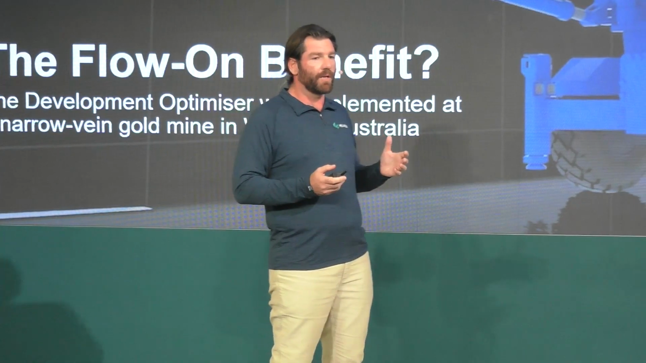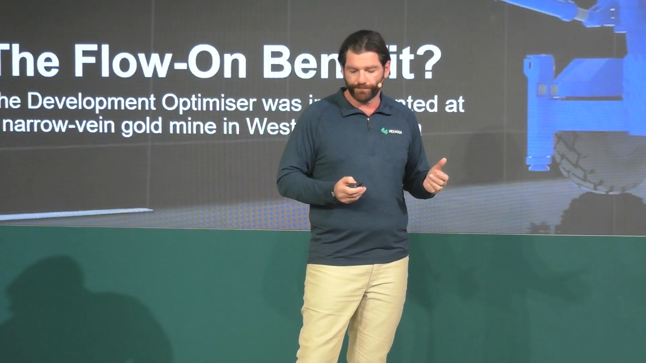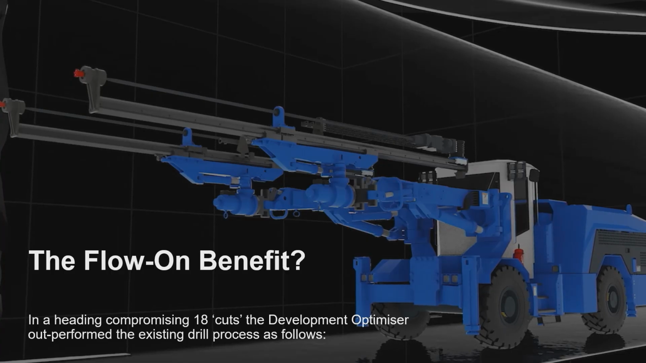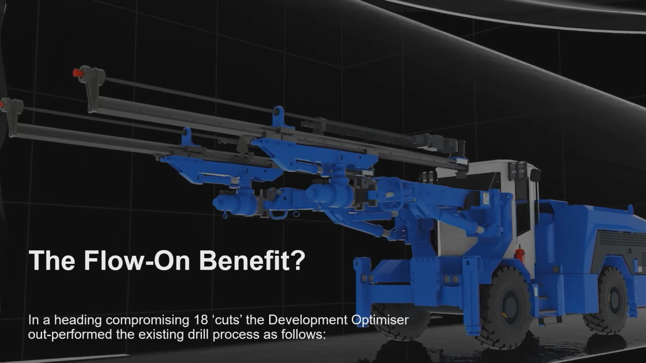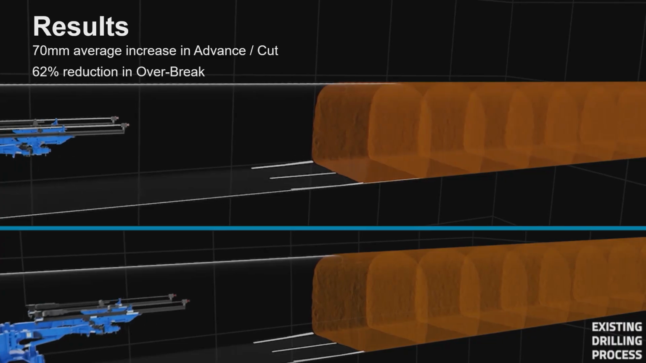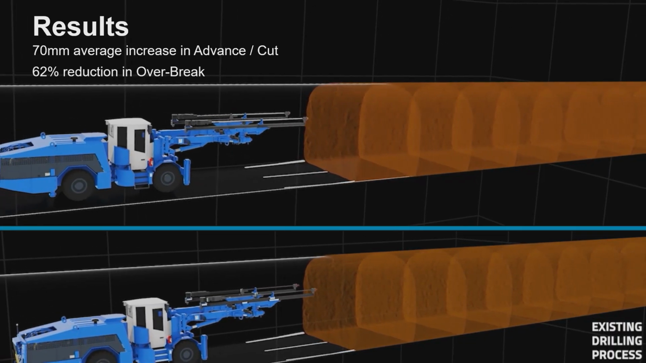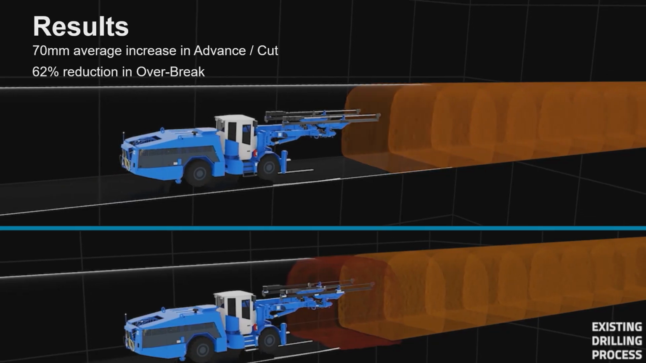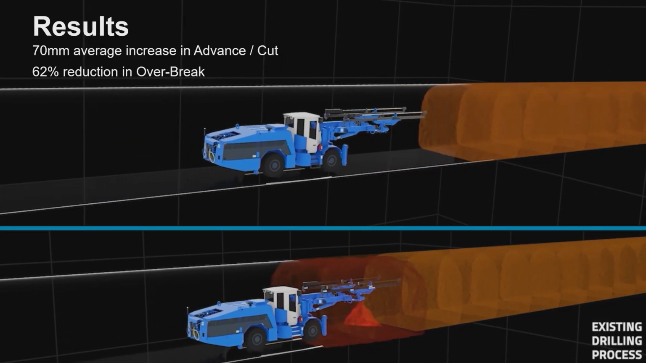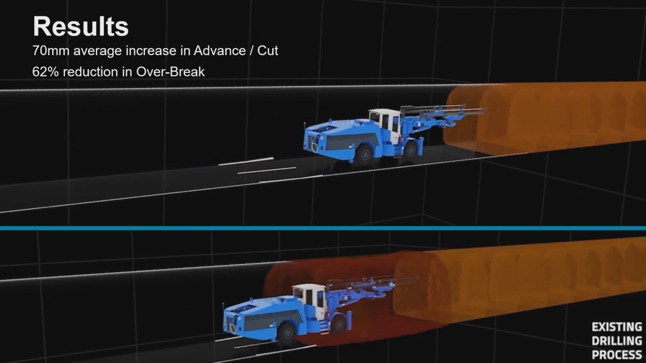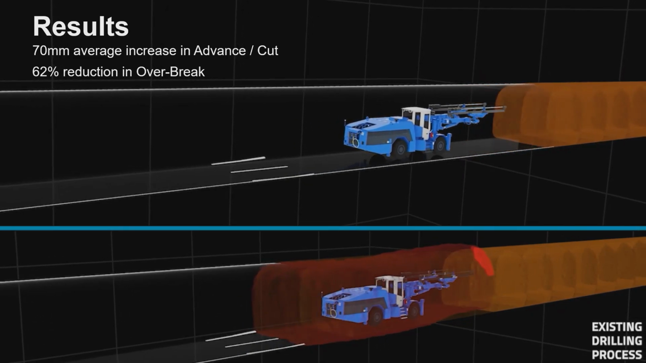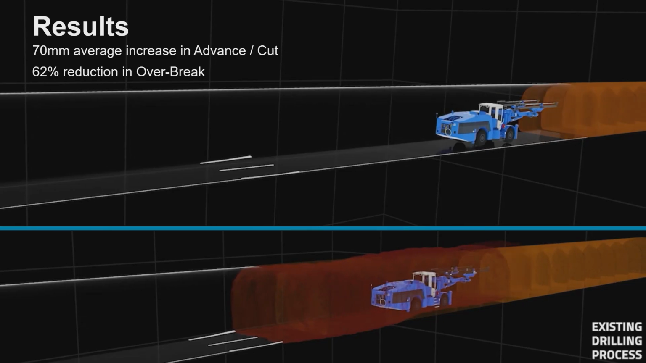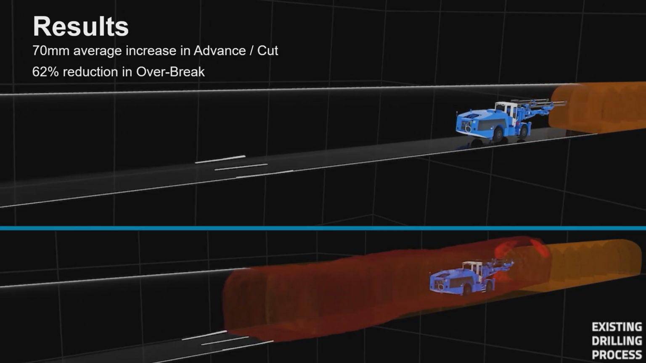We ran a trial at a West Australian narrow vein gold mine. The purpose of this trial was to do 18 cuts and compare how it ran against their existing process. The two metrics that we're measuring here was the advance rate and overbreak. And what we saw across those 18 cuts was a 70 mil on average increase across those 18 cuts. Now what that equated to was a value of $20,000 per rig per month.